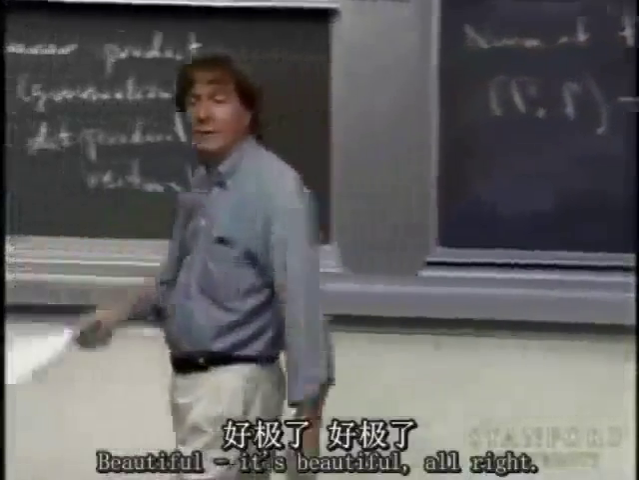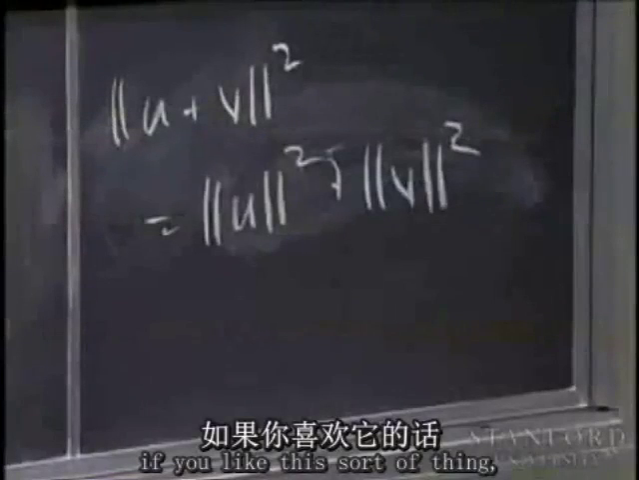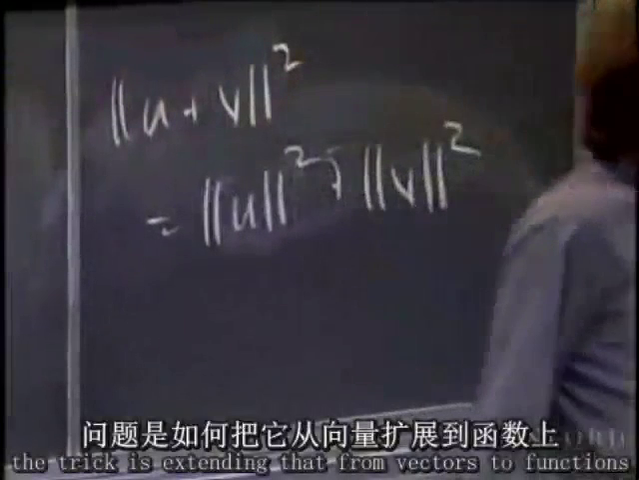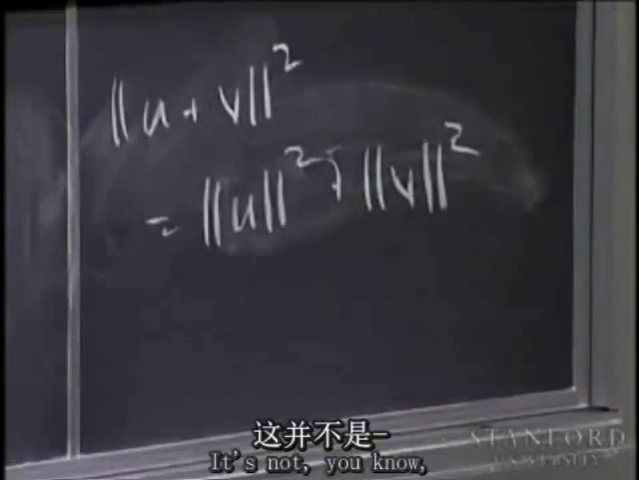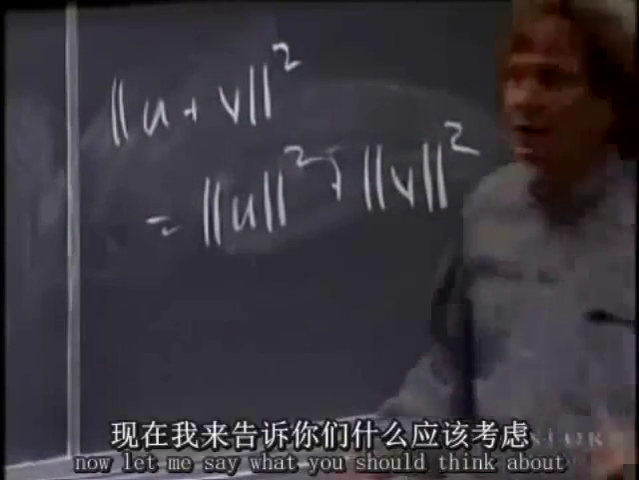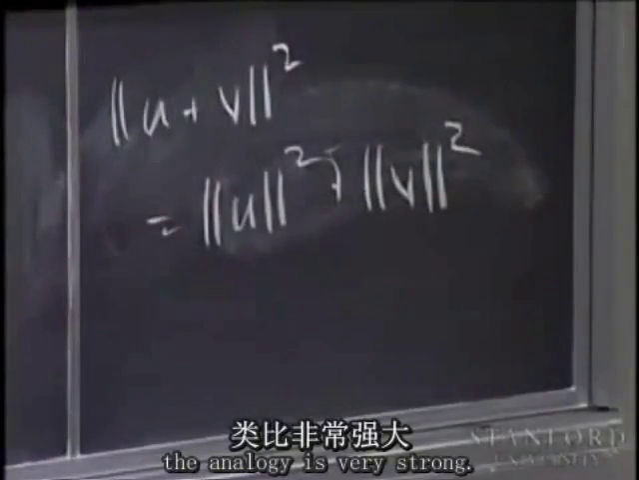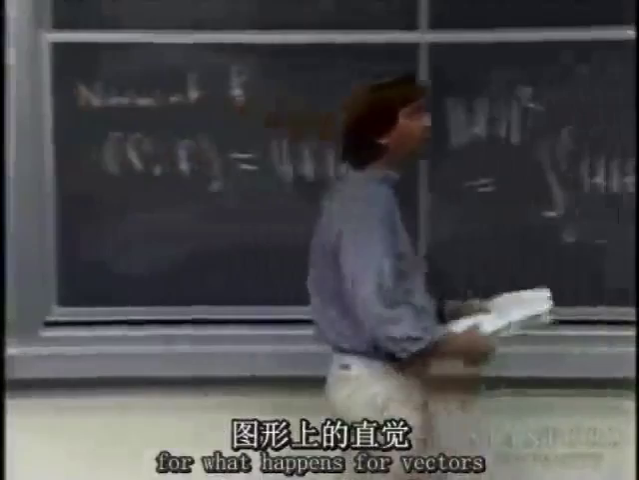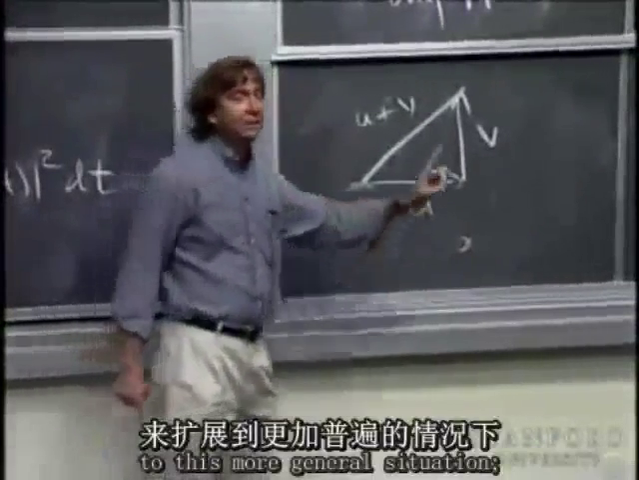Beautiful. It's beautiful. All right? So the trick is in extending that from, it's beautiful if you like this sort of thing. The trick is extending that from vectors to functions and reasoning by analogy. All right, so now let me say what you should think about and what you shouldn't think about. The analogy is very strong. In many ways, your geometric intuition for what happens for vectors you can draw carries over, at least algebraically, to this more general situation.